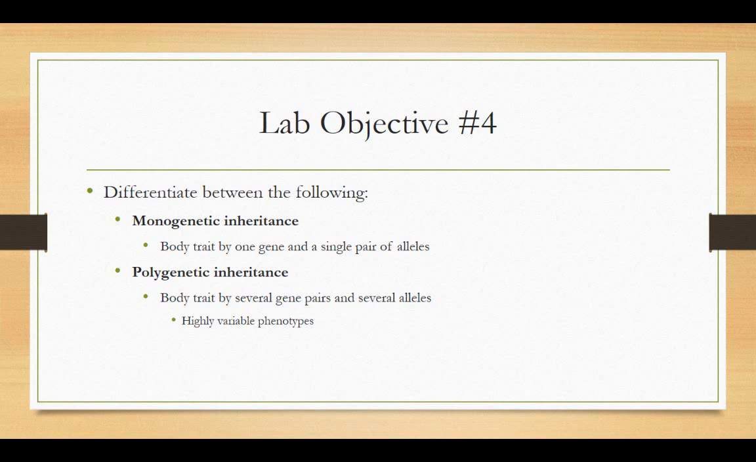But then there is also a different type of inheritance called polygenetic inheritance. So poly means many, so we get body traits from several different gene pairs and several alleles, which is what we consider polygenetic inheritance, and it produces a very highly variable phenotype. I believe skin falls under that one. We have so many different shades of skin amongst all of us that it's coming from a variety of different genes working together. It's not necessarily a single gene on a single pair of alleles. It's several different alleles creating that skin tone, if you will, and that's polygenetic inheritance.